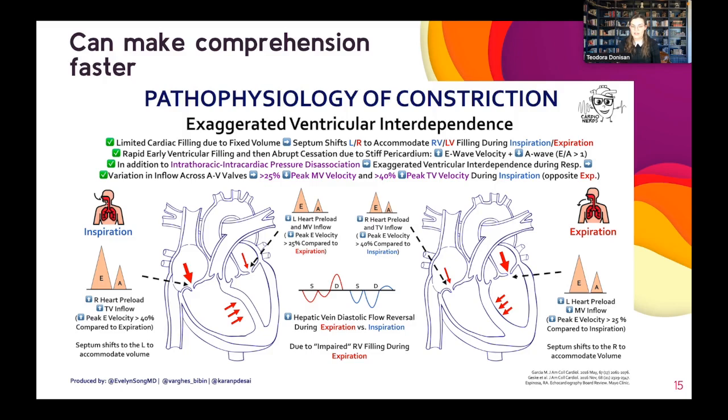Infographics can make comprehension faster. Here we have one infographic by Evelyn tackling a very complicated topic, constriction. And we can see how obvious the pathophysiology is here, and we can understand about ventricular interdependence.